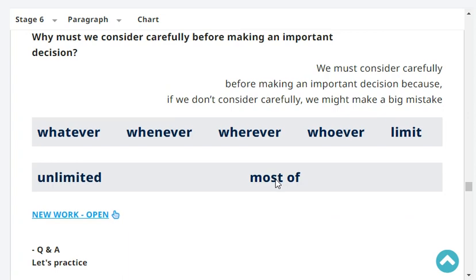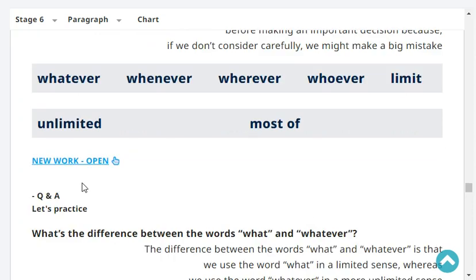Why must we consider carefully before making an important decision? We must consider carefully before making an important decision because if we don't consider carefully, we might make a big mistake. Very good.